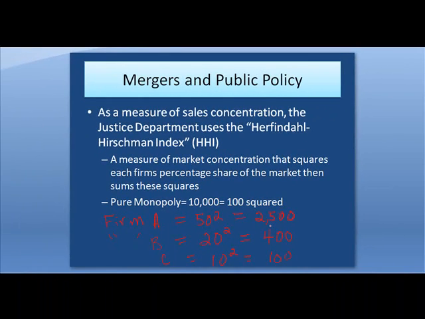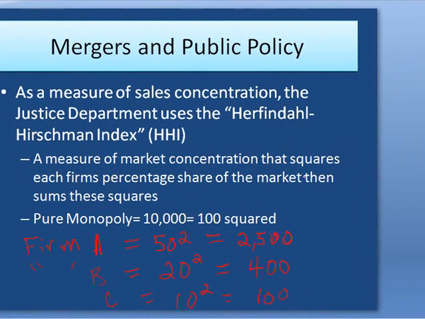If I sum that up, I take the 2,500 plus the 400, the 100, and the 20, and I'm going to get an HHI of 3,020. Let's put that over there to the side so we know what we're talking about. This is just a brief example of it.